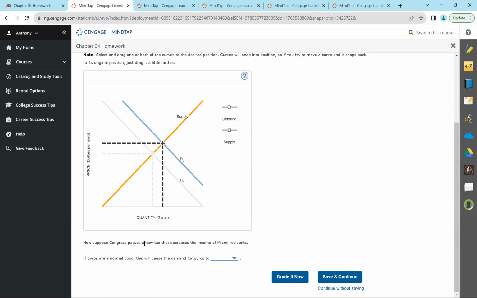Now suppose Congress passes a new tax that decreases the income of Miami residents. So if your income goes down, normal goods are like extravagant goods. When your income goes down, you no longer want extravagant goods, or you just can't. So your demand goes down for a normal good. A normal good is like an upgrade where you think, times are tight, I'm not going to do that upgrade. So the demand decreases for that. And you've experienced this in your life. Everyone has. You don't get that extra thing.